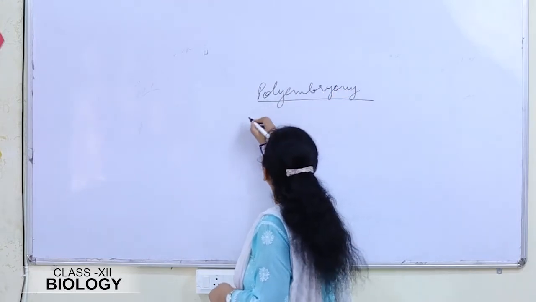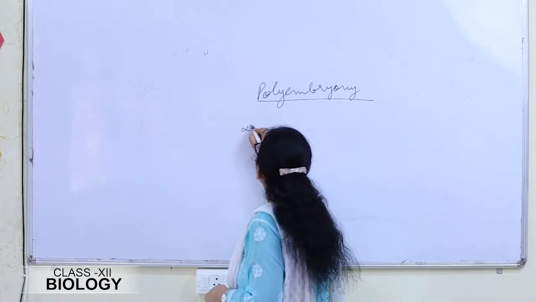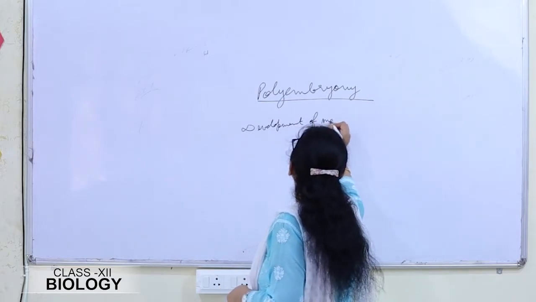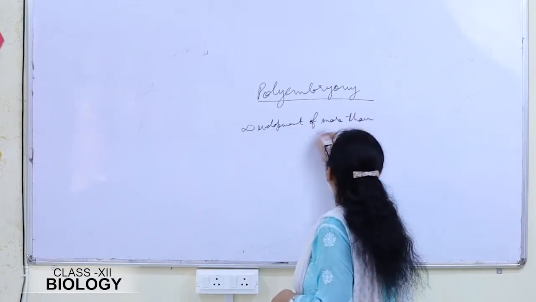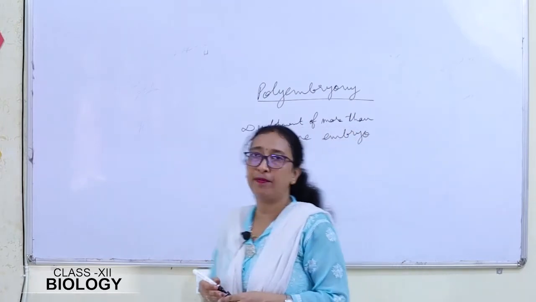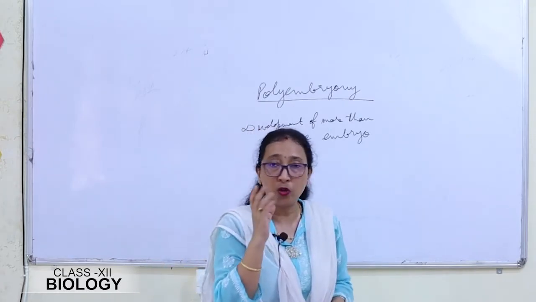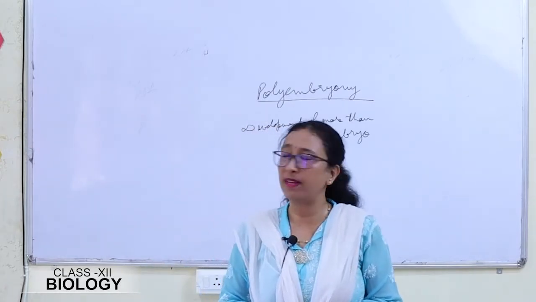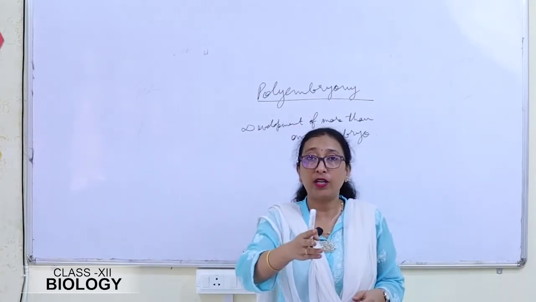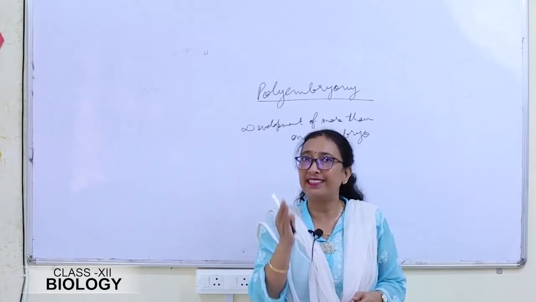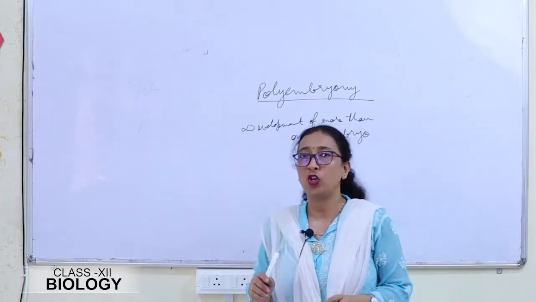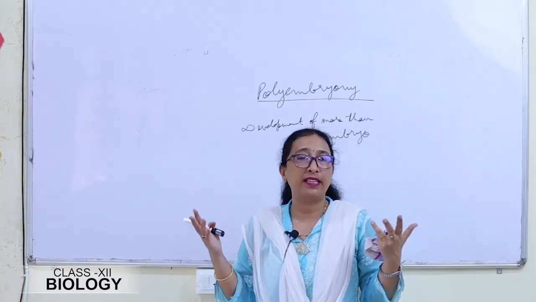Polyembryony means poly, more than one. So development of more than one embryo is known as polyembryony. We had seen that a monosporic embryo sac means only one embryo will develop from that. But if it is polyembryony, what happens? Earlier it was said that 3 megaspores degenerate and only one functional megaspore remains. But in polyembryony, all the 4 megaspores can become functional.